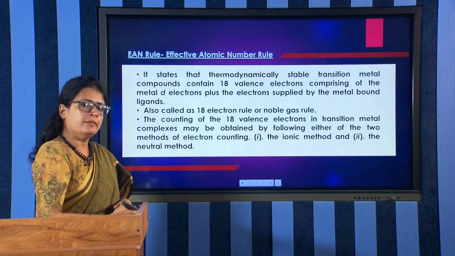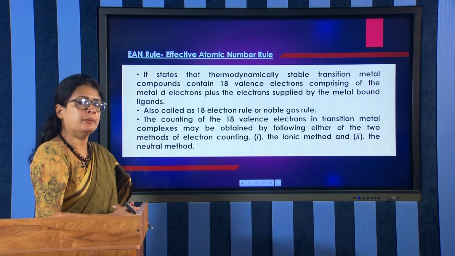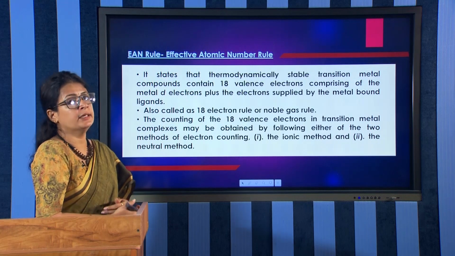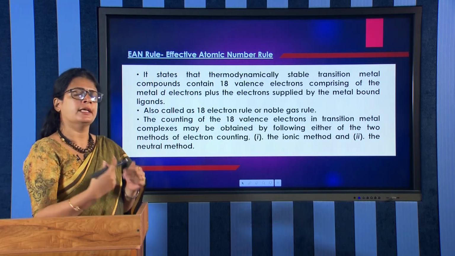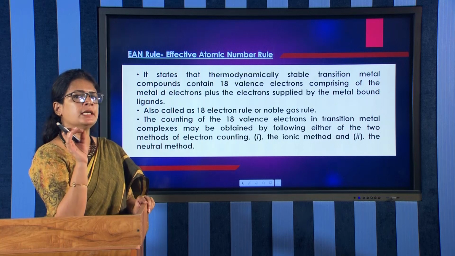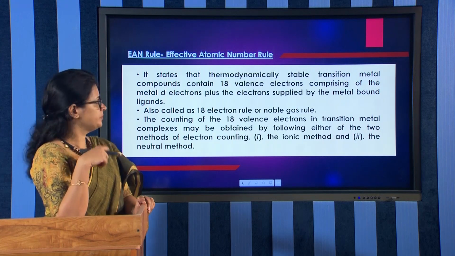You may be familiar with the noble gases. They are exceptionally stable, inert gases. They are also called inert gases. Why are they called inert gases? Because of their high stability.